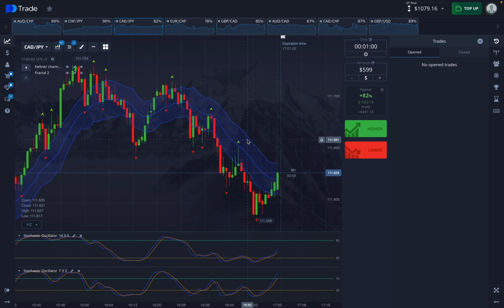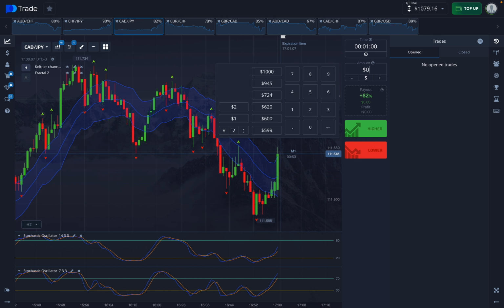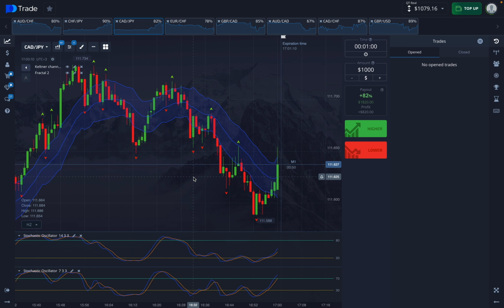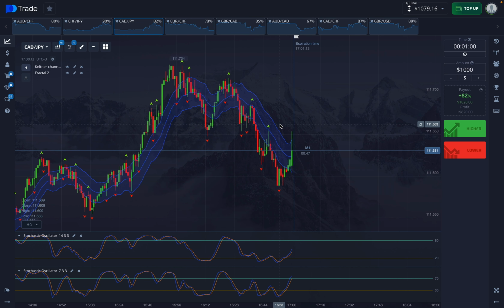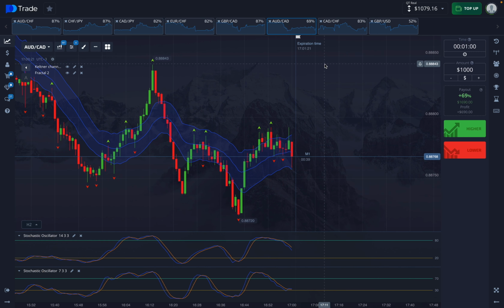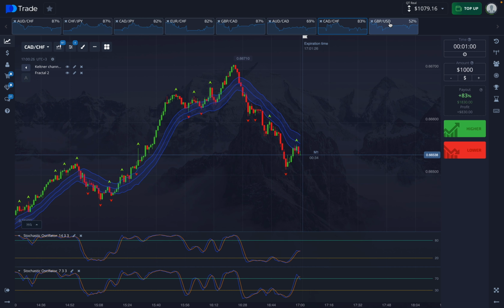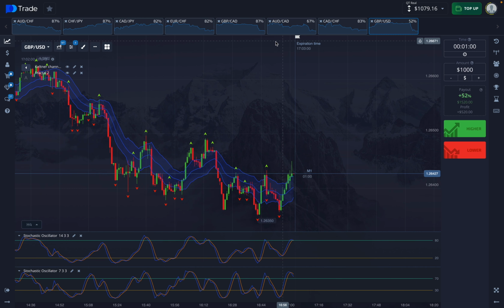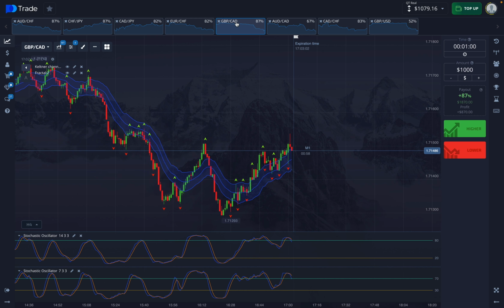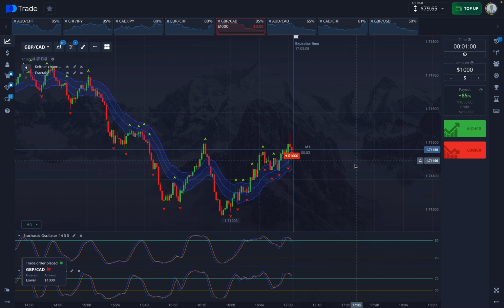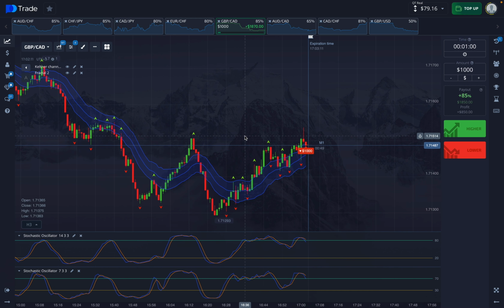I will open for the full amount of the balance, as the profit of today's trade is not satisfying. So in a $1,000 deal now, I will pick up and continue our analysis. Let's pick up the following currency pair. And here, I will open a deal already on the price decrease.